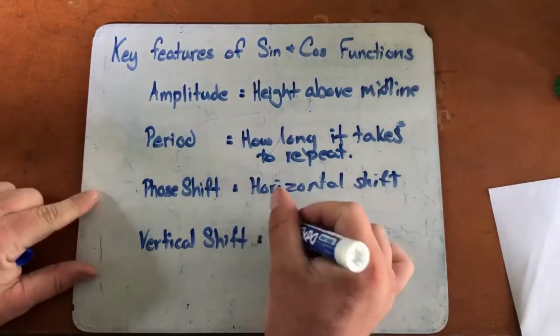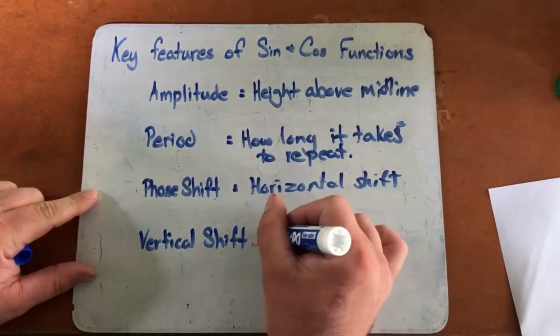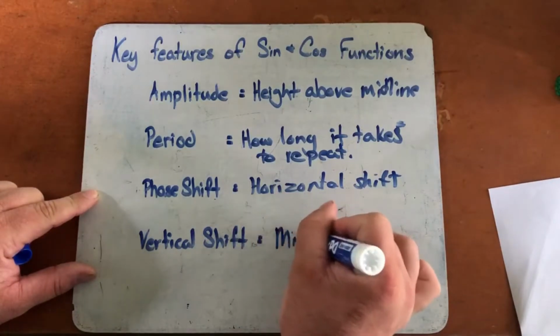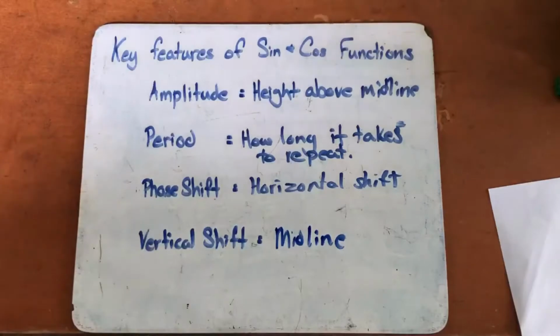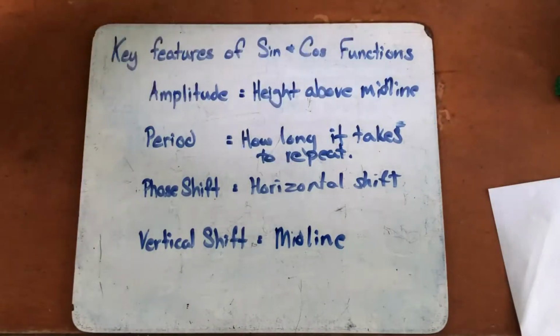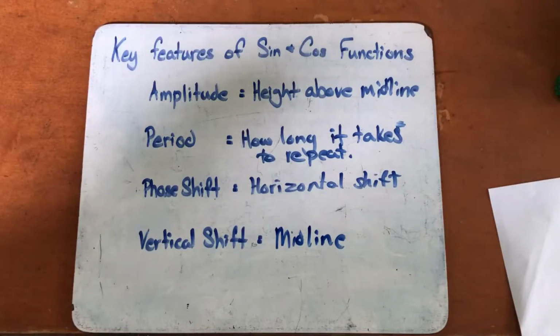Vertical shift is just that, it's a vertical shift. And it's usually relative to that midline. So if I go from the highest peak to the lowest peak and find the middle of that, and it's no longer the x-axis, there has been some vertical shift. And we'll see more of that when we're finding the key features from graphs.